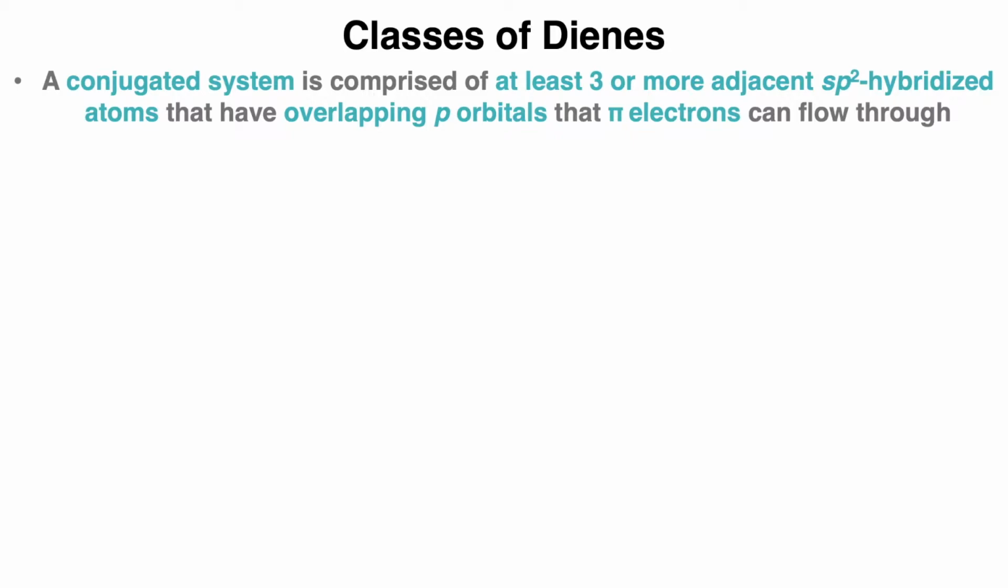A conjugated system is comprised of at least 3 or more adjacent sp2 hybridized atoms that have overlapping p orbitals that pi electrons can flow through. Recall that an sp2 hybridized atom is when it has 3 steric groups around it. The next set of reactions that we're going to learn about consists of conjugated pi systems.